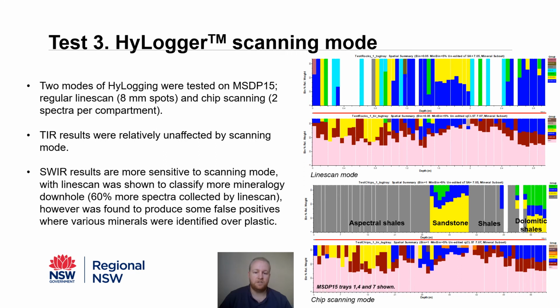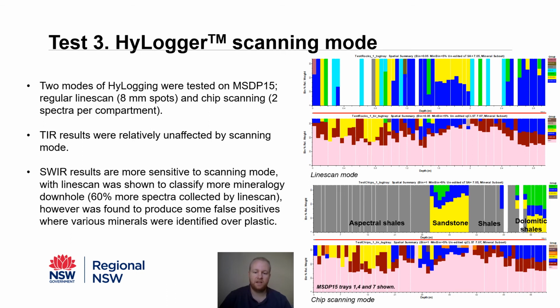Test 3 looked at determining the best HyLogger scanning mode by comparing regular 8mm line scanning and chip scanning mode. TAR results were relatively unaffected by scanning mode. However, SWIR results were much more sensitive.